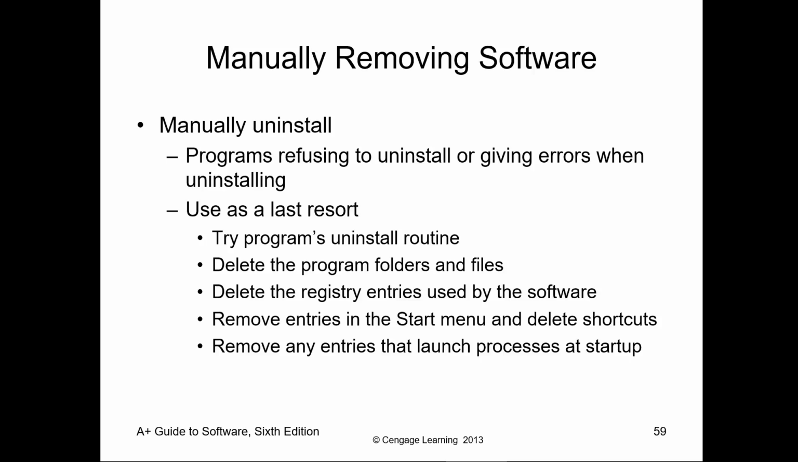All right, moving on to manually removing software. This is something that I do not recommend. You can do it though, but normally the programs have uninstallers. Use the uninstaller first. Only do this as a last resort. But once you've run the uninstaller, you can delete the program folder and files, delete the registry entries, remove the entries in the Start menu and all the shortcuts, and remove any entry that launches processes at startup.